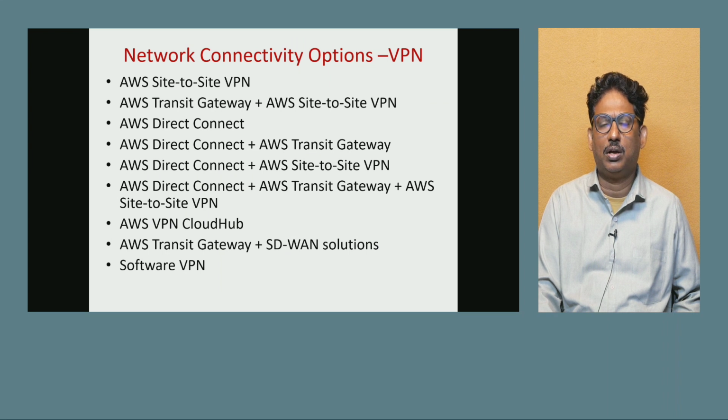Next come the network connectivity options, that is VPN, virtual private network. The AWS network connectivity options are AWS Site-to-Site VPN, AWS Transit Gateway plus AWS Site-to-Site VPN, AWS Direct Connect, AWS Direct Connect plus AWS Transit Gateway, AWS Direct Connect plus AWS Site-to-Site VPN, AWS Direct Connect plus AWS Transit Gateway plus AWS Site-to-Site VPN, AWS VPN CloudHub, and AWS Transit Gateway plus SD-WAN solution. Then comes the software VPN.